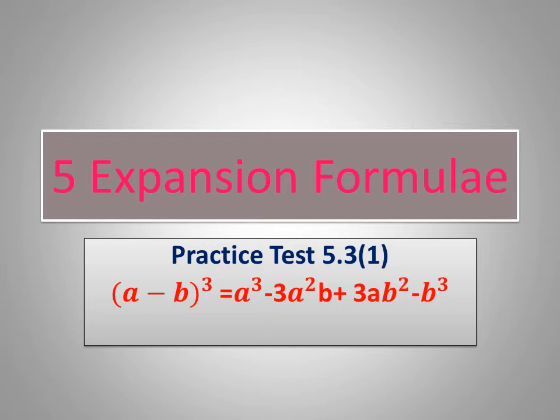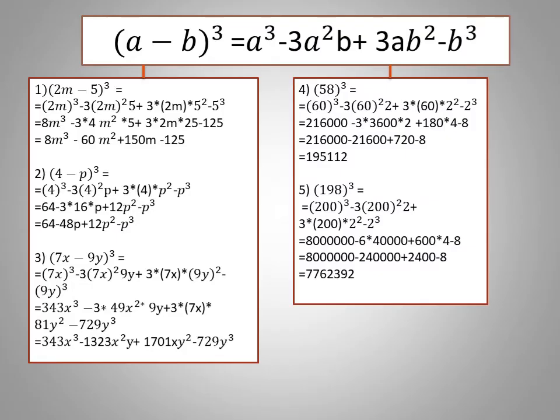Does anyone know yesterday's formula? (A plus B) cube is A cube plus 3A square B plus 3AB square plus B cube. Where is the change? The change is in the second and fourth terms, where the sign is minus when it is (A minus B) cube. Otherwise the method is the same.